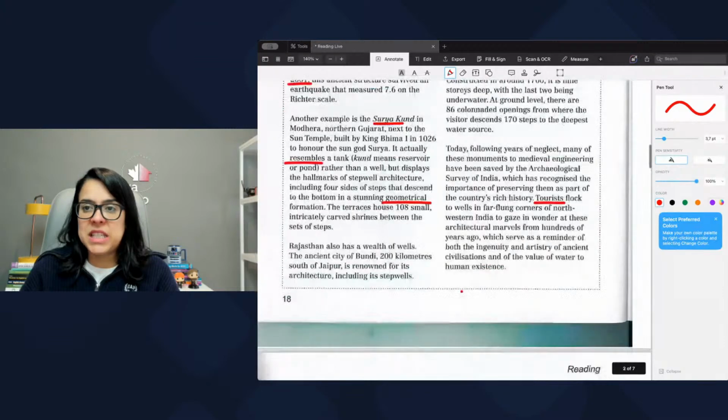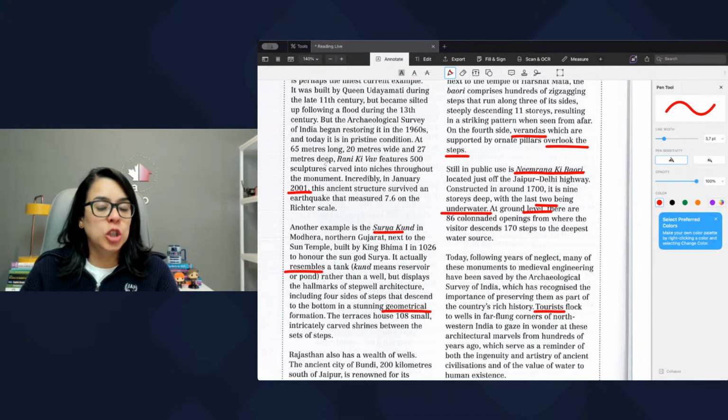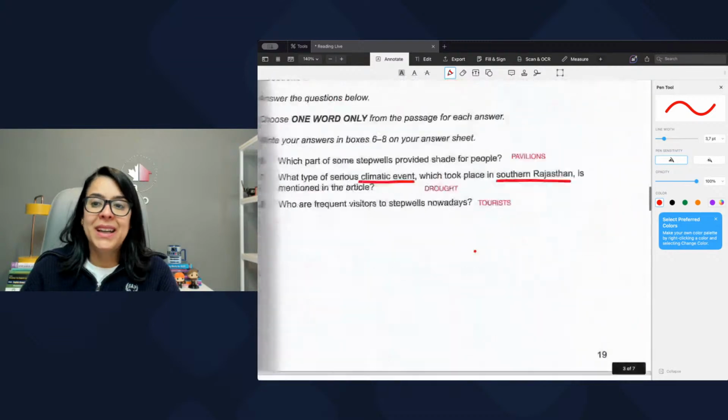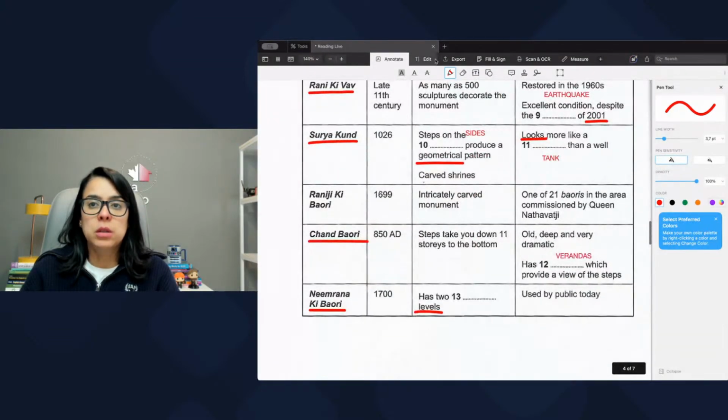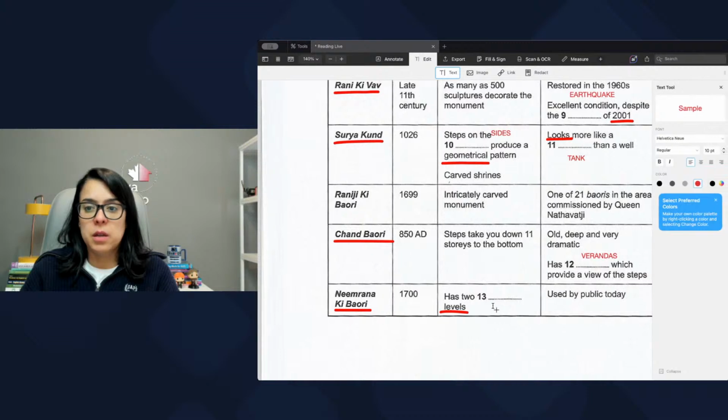So let's continue from where we stopped. So here is the name of the place. So I'm going to look for level. Ground level. No. With the last two being underwater. So it has two underwater levels. Okay. So underwater levels.